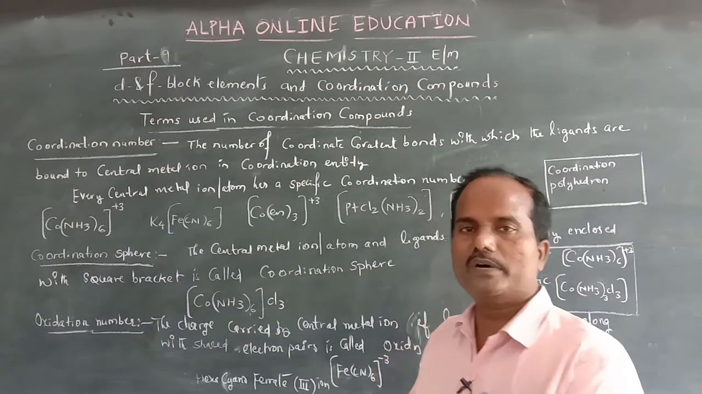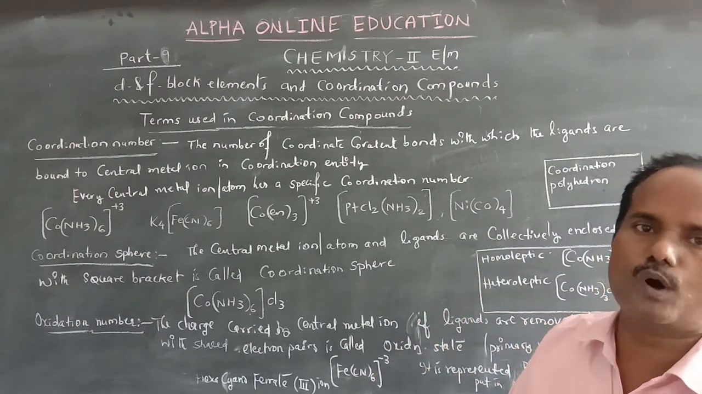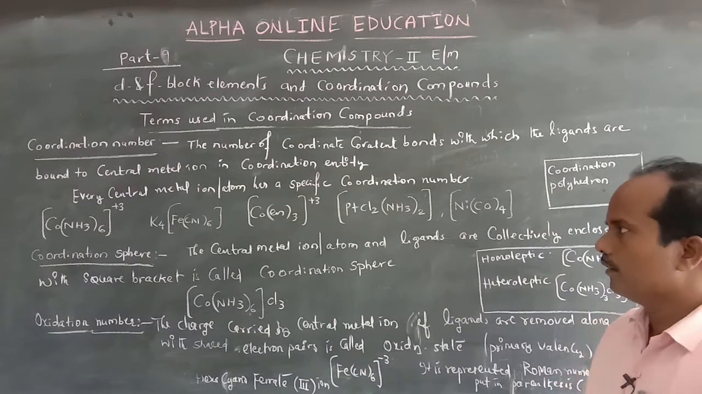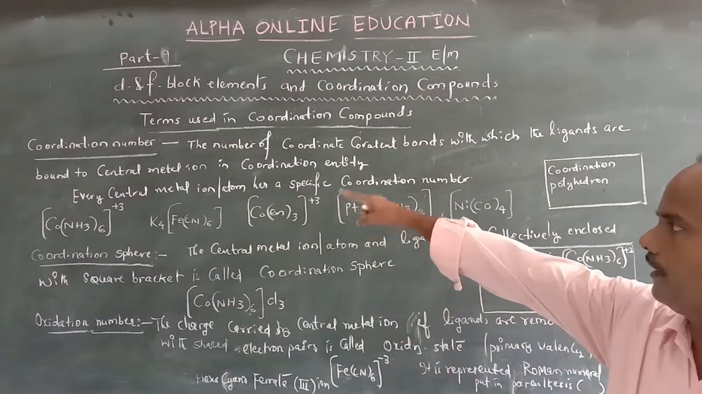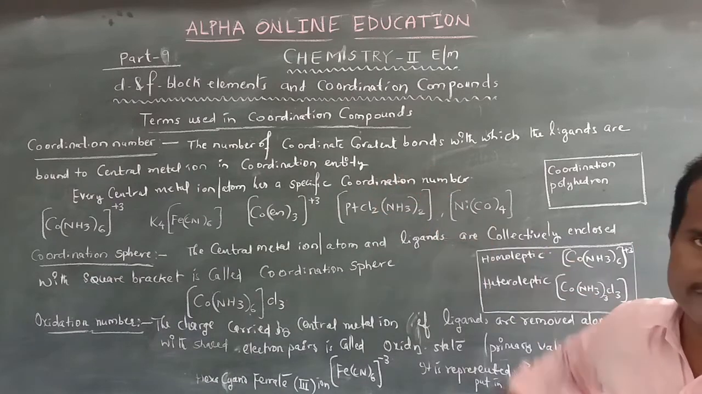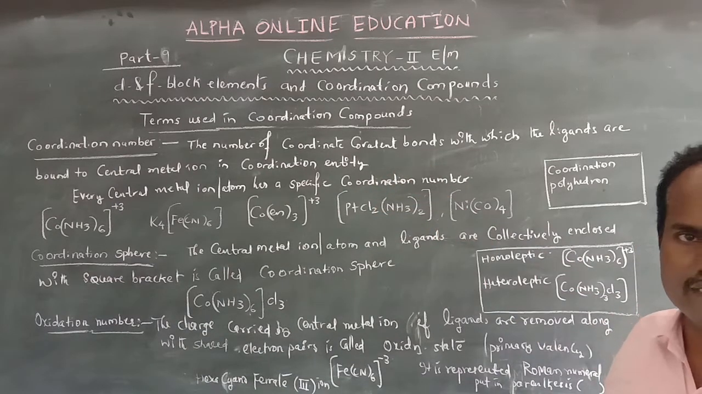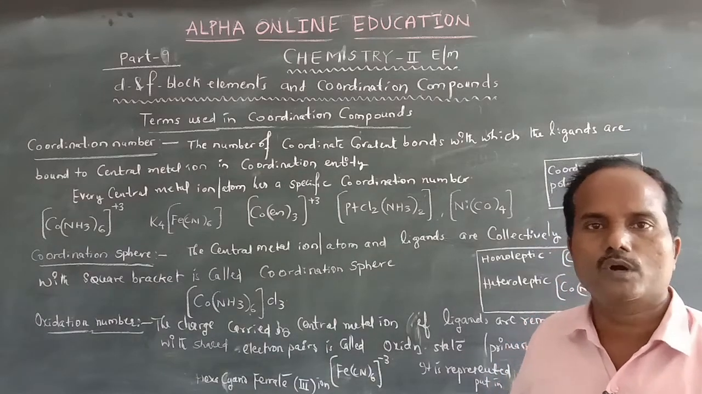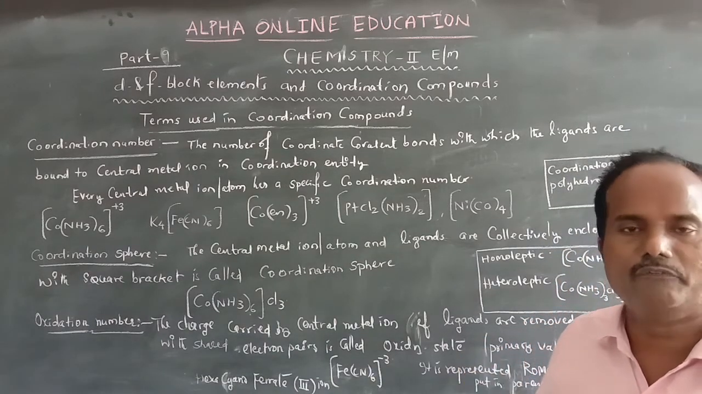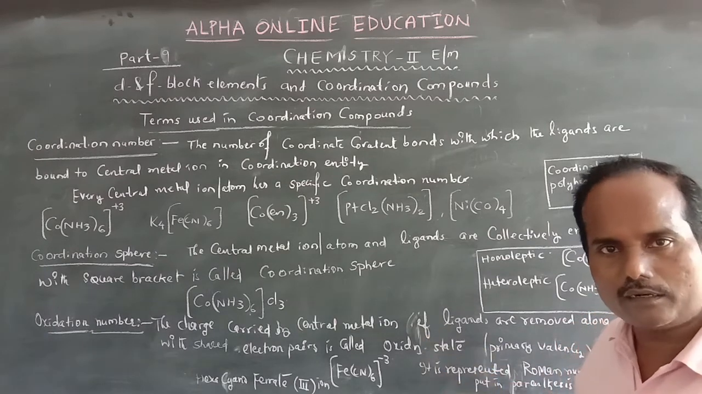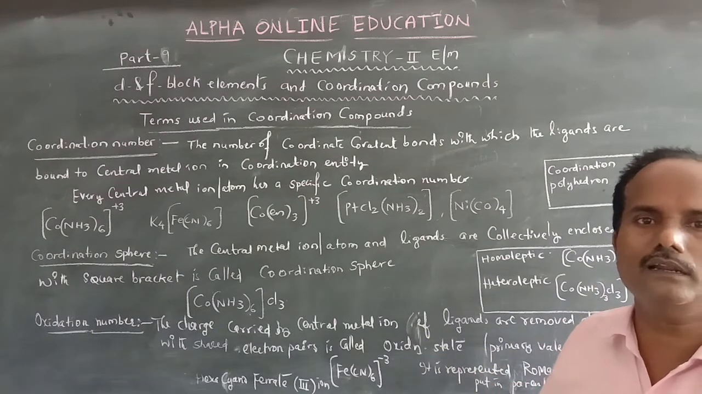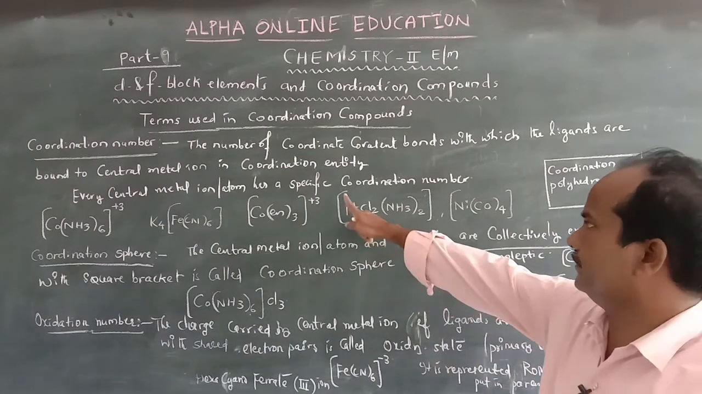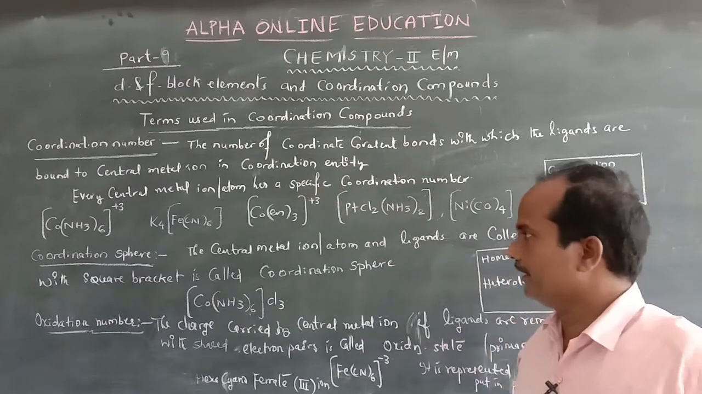So coordination number is nothing but the number of coordinate covalent bonds with which the ligands are bound to the central metal ion in a coordination entity. That is called the coordination number. Coordination number means the number of coordinate covalent bonds with which the ligands are bound to the central metal ion or atom in a coordination entity.